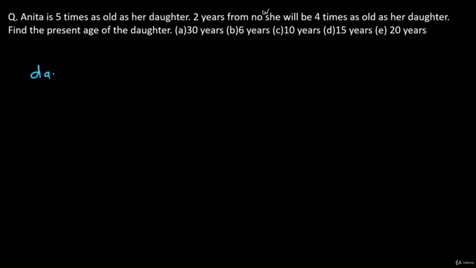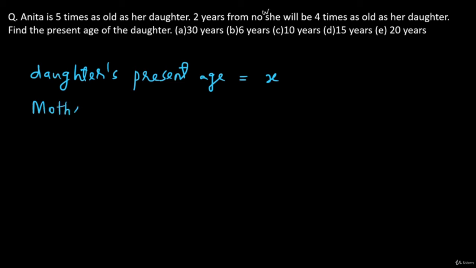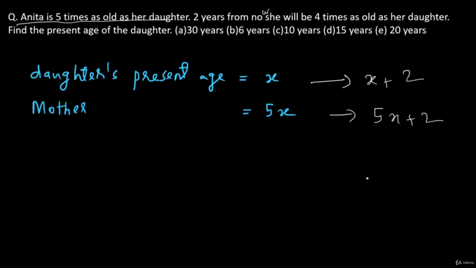Let the daughter's present age be x. Alright, now the mother's age would be 3x, right? Because it's given that Anita is 3 times as old as her daughter. So Anita is 3x years old. Alright, now 2 years later, the daughter will be x plus 2 years old, right? And Anita would be 3x plus 2 years old. Now it's given that at that time, Anita would be 4 times as old as her daughter. So that means 4 into the daughter's age would be Anita's age.